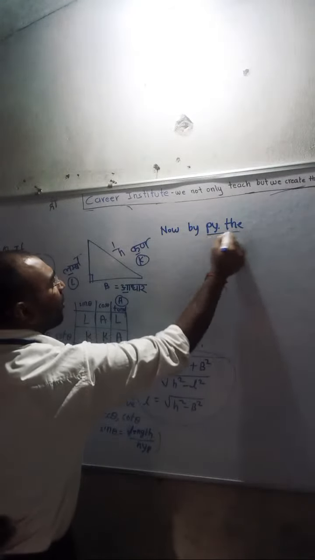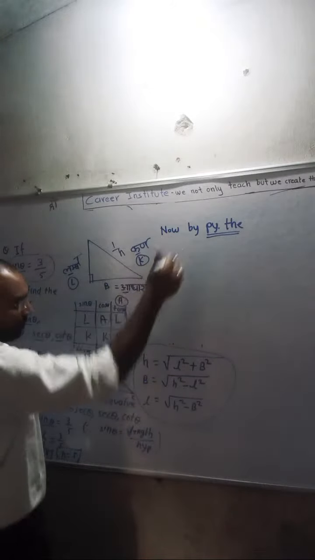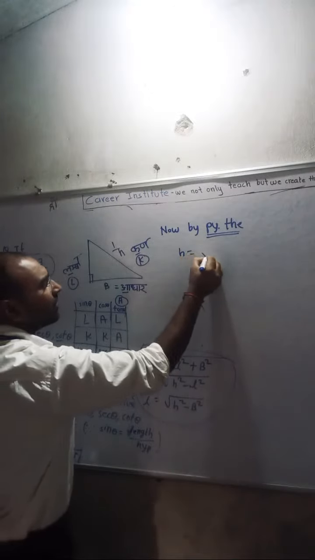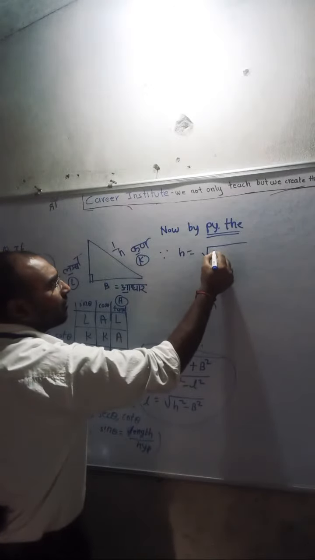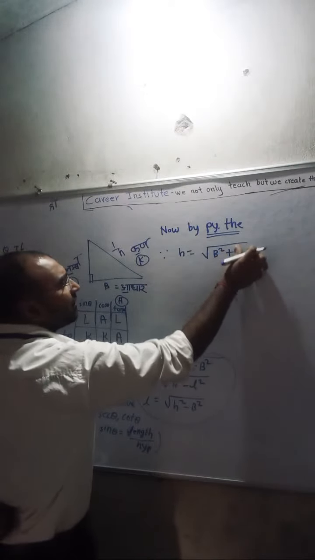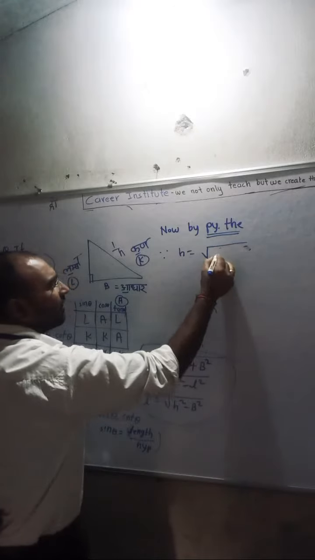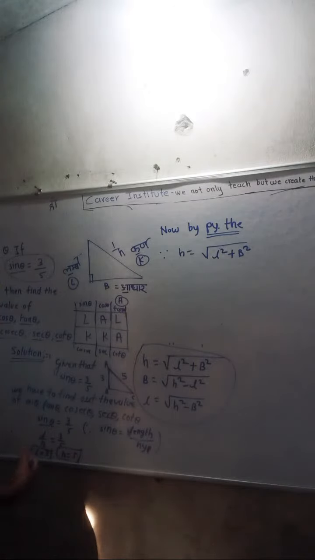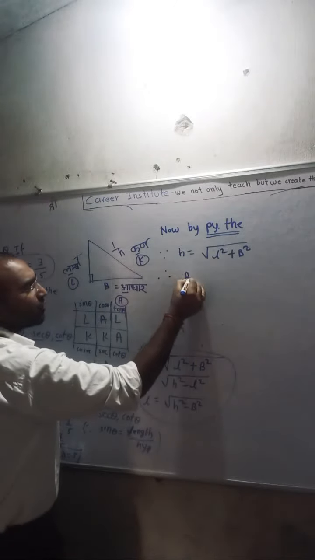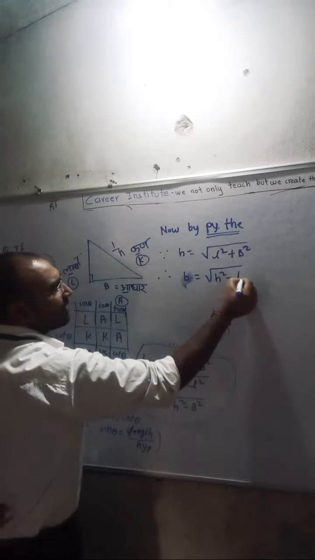Now by Pythagoras theorem, what we have to find out? Base. So if you want, then directly you can write down the base formula, or first of all write down this formula. Hypotenuse is equals to root base square plus length square, or length square plus base square. Write down like that. But what we have to find out here? Base. So base is equals to root hypotenuse square minus length square.